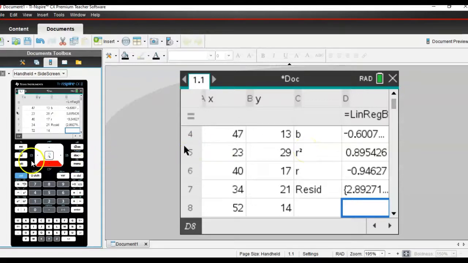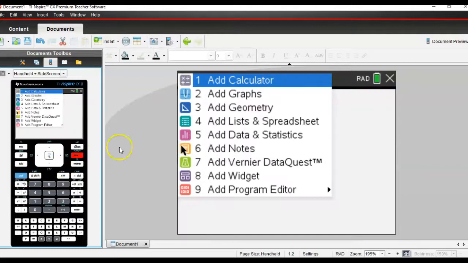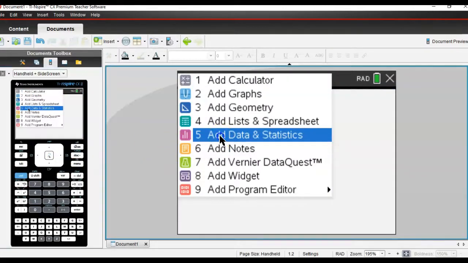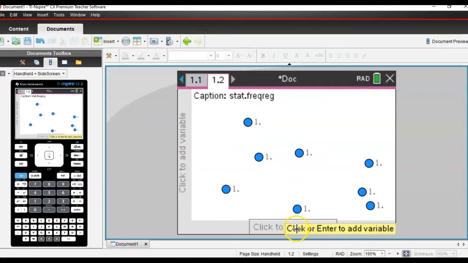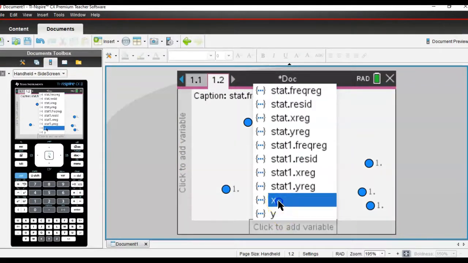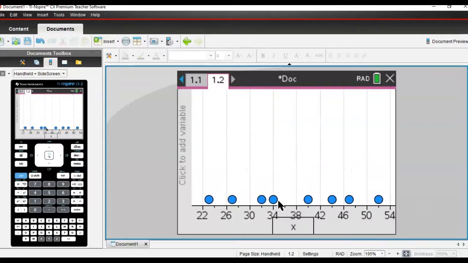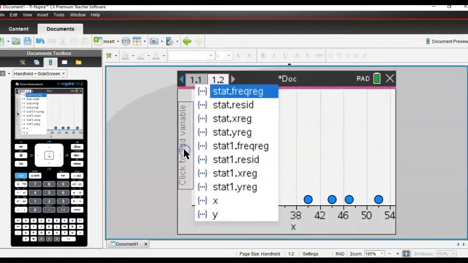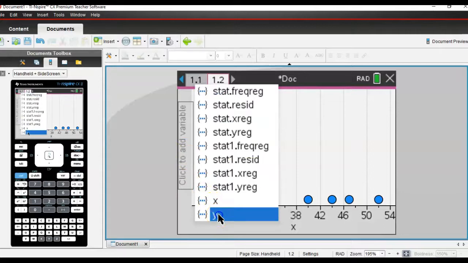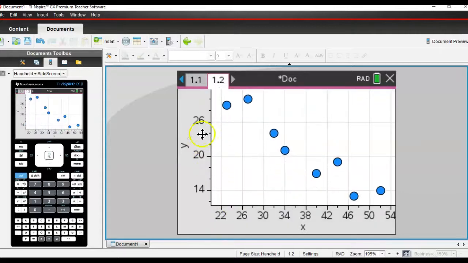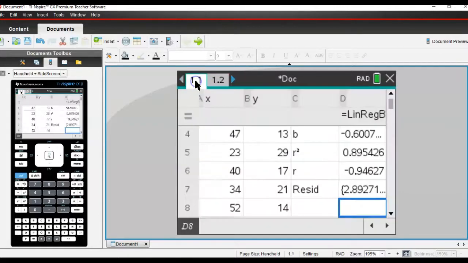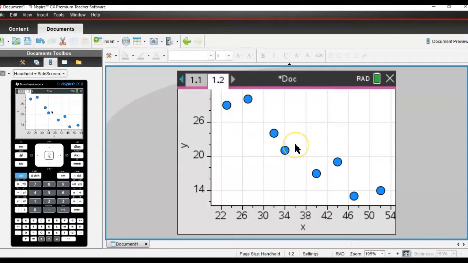I'm going to go ahead and add a page to my document. So Control, add a page, and this time I'm going to go with data and statistics. If I click to add variable on the x-axis, I would like to tell the calculator, hey, can you put the x's on the x-axis? Because somehow that makes sense. And on the y-axis, could you please put my y values? This is possible because, clicking back over here for a second, I told it the x's were in this column, I told it the y's are here. Because I labeled these, I was able to use those things over here.